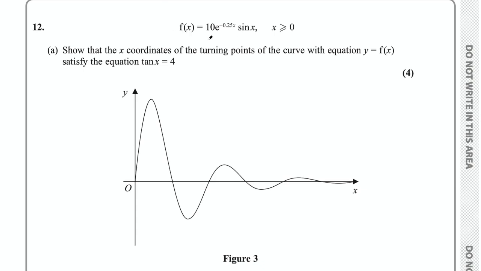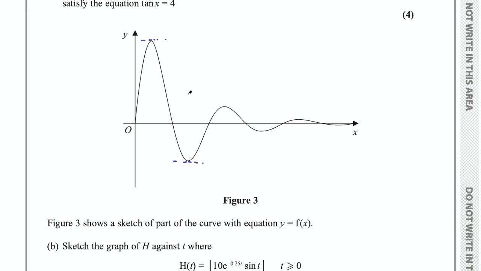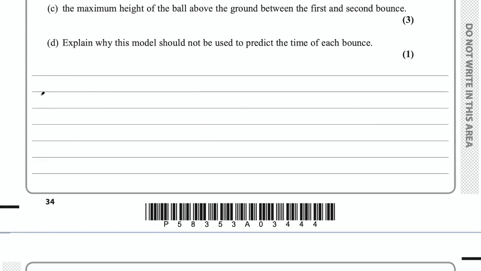Question 12 gives us a function f of x equal to 10 multiplied by e to the negative a quarter x, sine x, where x is greater than or equal to 0. Show that the x coordinates of the turning points of the curve with equation y equals f of x satisfy the equation tan of x equal to 4. Okay, turning points of a curve, that should tell you a derivative, and when the derivative is 0, because the turning points here in this case are where the gradient of the curve is 0. So we want to take the derivative of the function and set it equal to 0, and then hopefully end up with tan of x equal to 4. So that is where I'm starting for part A.